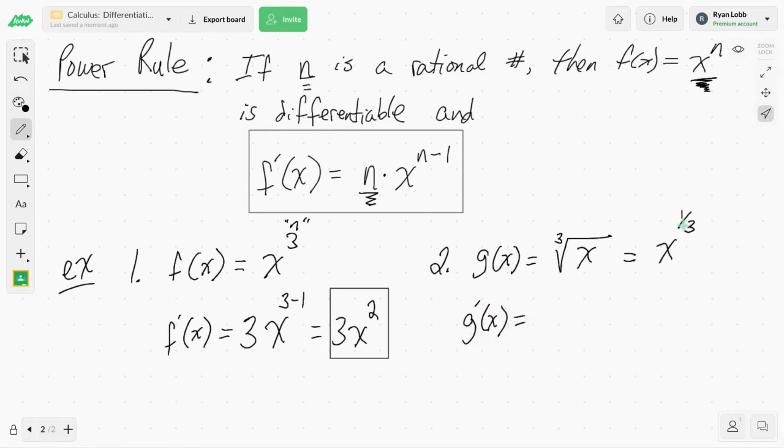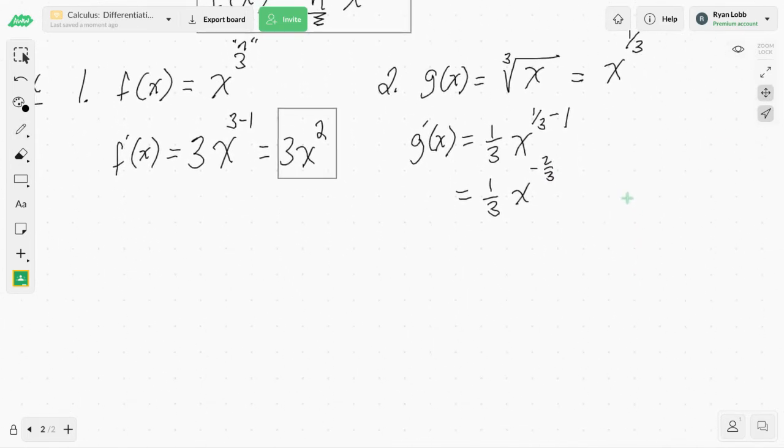What is g prime of x? Well, 1/3 in front, so 1/3 x to the 1/3 minus 1, which will be equivalent to 1/3 x to the negative 2/3. Now, that is correct, but it also is pretty standard to not leave negative exponents. So we can write that as 1/3 x to the positive 2/3 in the denominator, or sometimes we might see it as 1/3 cube root of x squared.